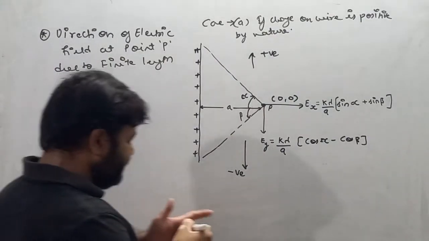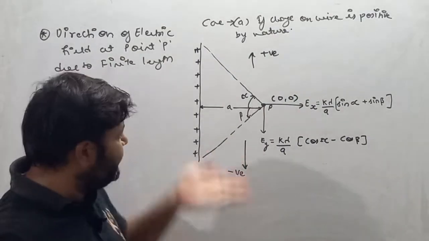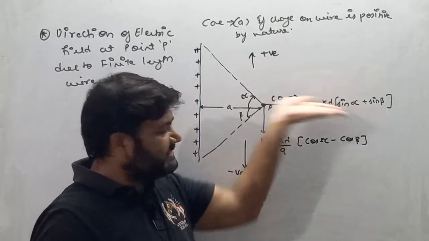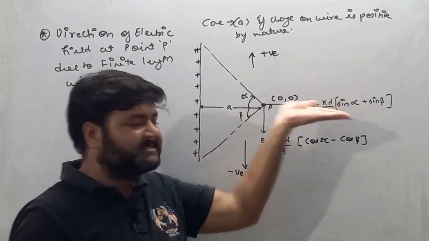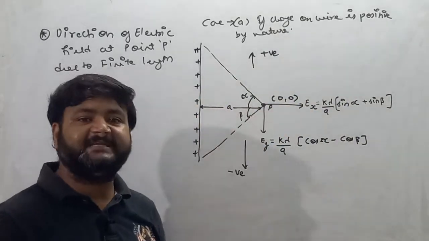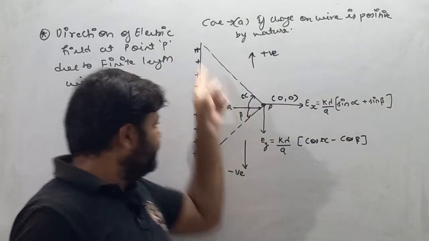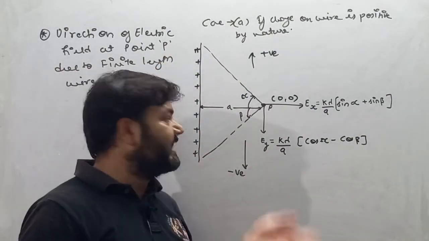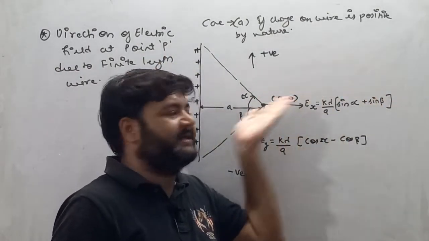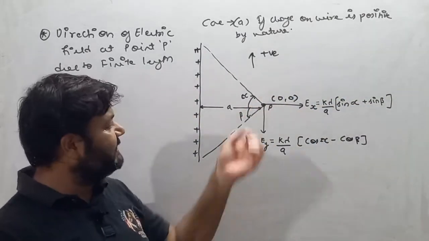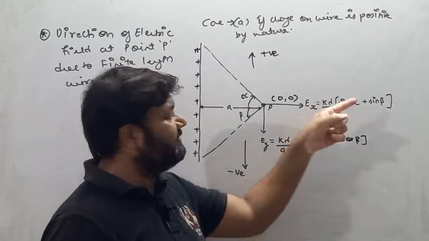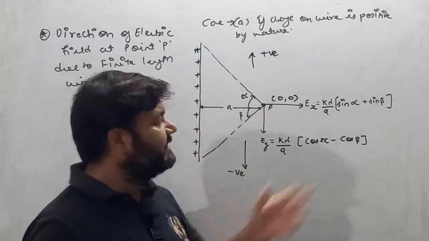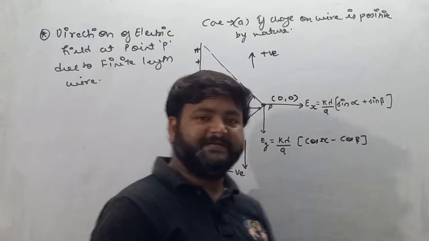You are seeing that the direction of electric field along the x-axis is away from the wire. See, this is the direction of electric field along the x-axis. So we will say the direction of electric field at point P due to this finite length wire, if the wire carries positive charge, is away from the wire, and its magnitude is k lambda by a times (sine alpha plus sine beta).